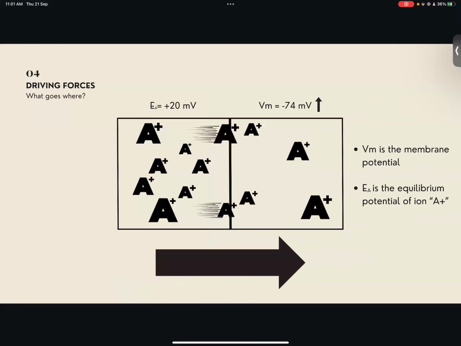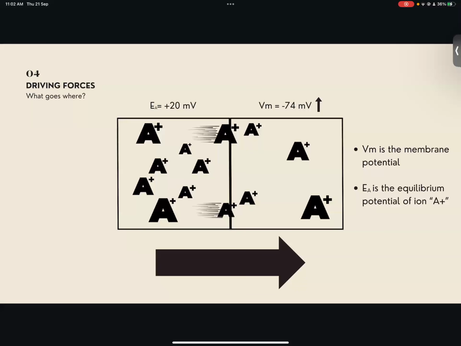Any permeable ion will always be trying to pull the membrane potential towards its equilibrium potential. So let's give a silly example. Let's say my equilibrium potential is negative 1,000. Very dramatic, I know. And they're still positive charges. Will we see the A's moving from the left to the right, or the right to the left? I know you can't answer, but it's from the right to the left this time.